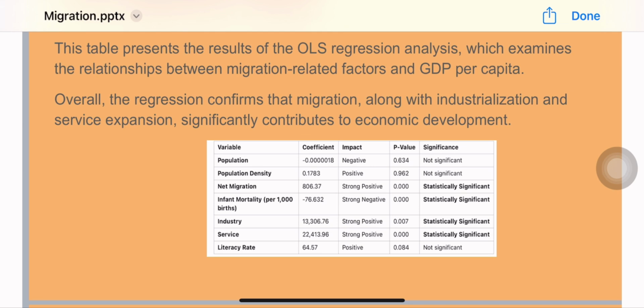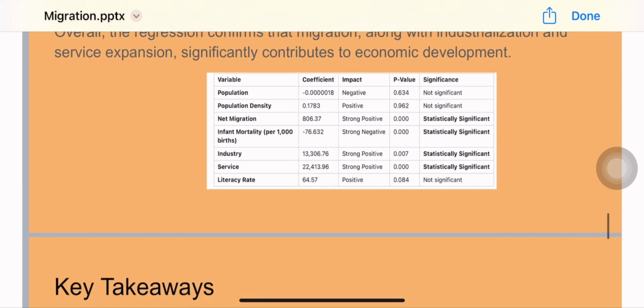And when it comes to net migration, it has a strong positive coefficient, 806.37, which is statistically significant with a p-value of 0.000. This indicates that higher levels of migration positively impact GDP growth, which we thought was very interesting. Let's go over the literacy rate. Literacy has a positive coefficient, 64.57, but the p-value of 0.084 indicates that this relationship is not statistically significant.